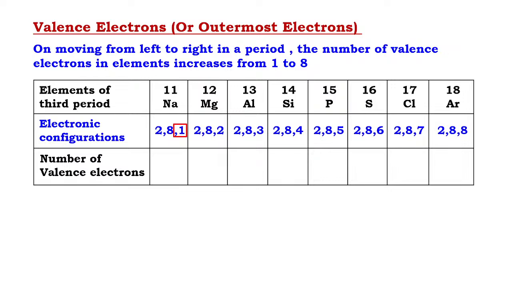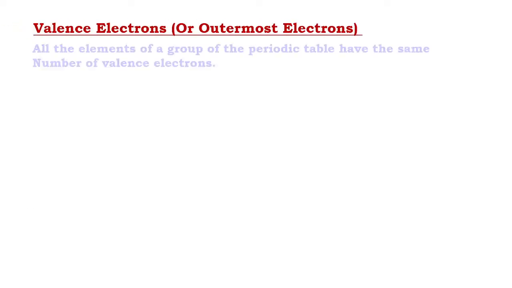So what is the valency of sodium? 1. What is the valency of magnesium? 2. Aluminium? 3. Silicon? 4. Phosphorus? Sulfur? Chlorine? Argon? Here the last orbit is already filled, so it will never react. So 1, 2, 3, 4, 5, 6, 7, 8. Now, as the number of electrons increases, they are less reactive. Now chlorine will react only with hydrogen. So look at this now.